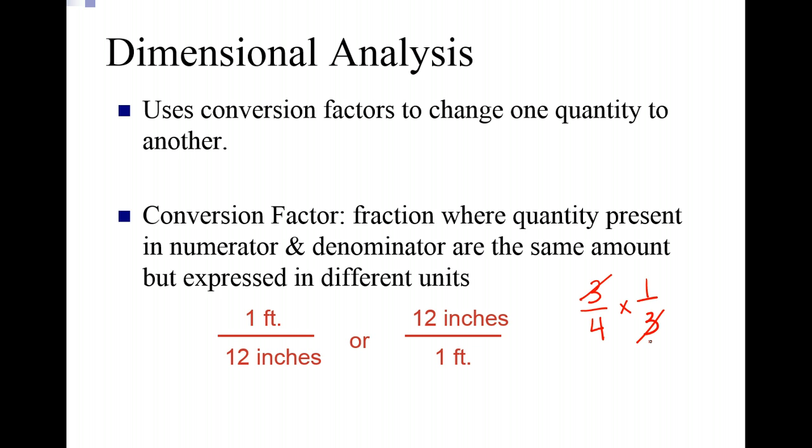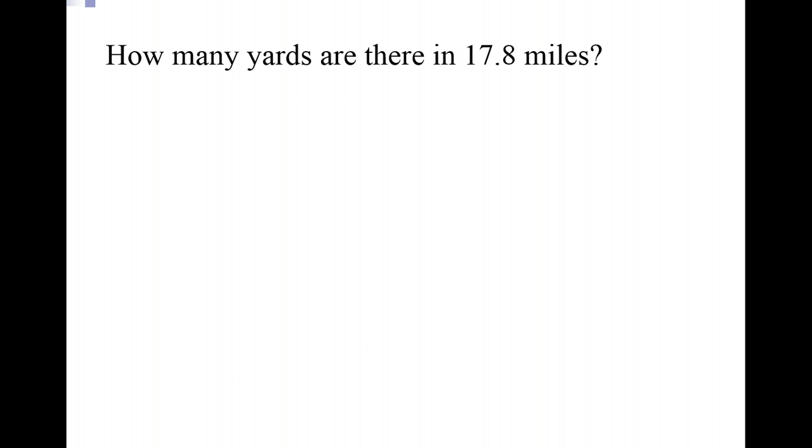Let's look at an example. How many yards are there in 17.8 miles? One of the first steps when we do dimensional analysis is always to write the given number, 17.8 miles. If you want to abbreviate miles, go ahead, but please don't use M because that would be meters. I've never had to memorize for any course how many yards are in a mile, but I do know how many feet are in a mile. 5,280 feet for every mile.